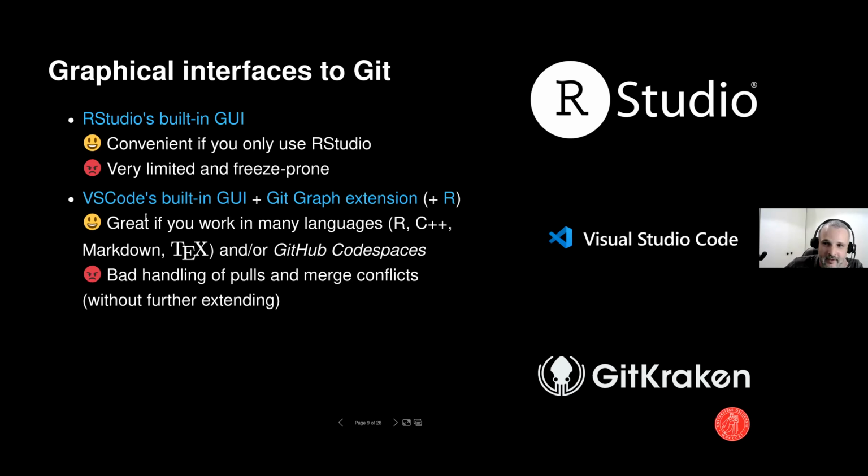Second up, there is Visual Studio Code. It has a built-in GUI, and it also has some extensions, for example, Git Graph and an R extension if you're using R, of course. The reason I'm talking about Visual Studio Code here is basically twofold. One is that I want to remind you that RStudio is not the only thing and not necessarily the best one to work with R. And also there's something called GitHub Codespaces now, which is in beta.